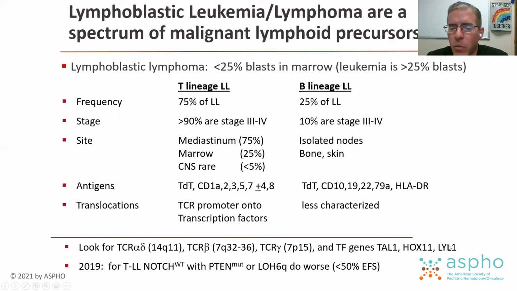I can't imagine that they would ask these specific ones, but these are some of the translocations that we see. I wrote 2019, I guess it's 2021. This should not be on the test, but if you are Notch wild type or have a PTEN mutation or loss of heterozygosity at 6q, those patients do worse.